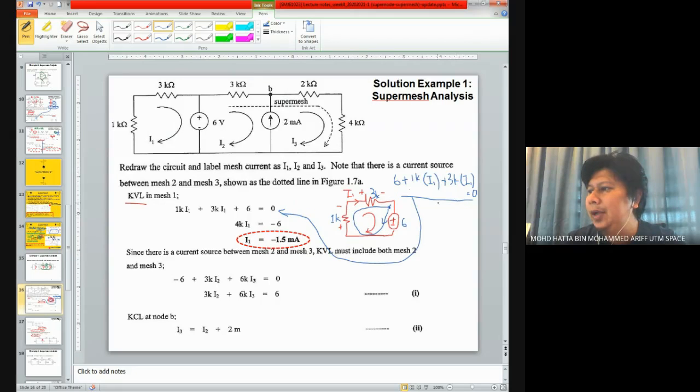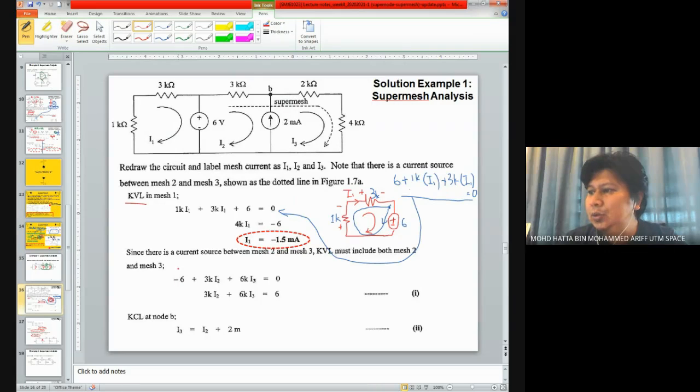And if you look at the equation itself, we have only one unknown variable, which is I1. So you can straightforwardly get the value of I1 over here, which is negative 1.5 milliampere in this example. And that is for mesh number 1.